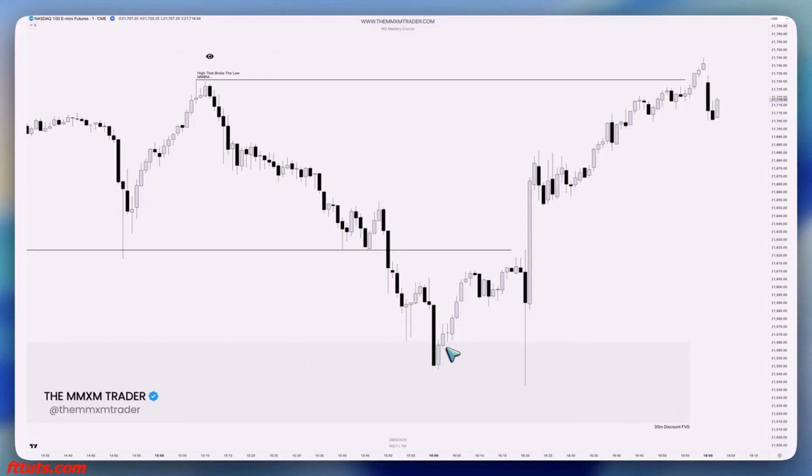Higher probability market maker buy and sell models right here. You want to train your eye to see these highs that broke the lows and lows that broke the highs. And you'll be able to identify these, okay? And like I said, this is an advanced market maker model. It's one of my favorite fractals of the market maker model is with this narrative and framework.